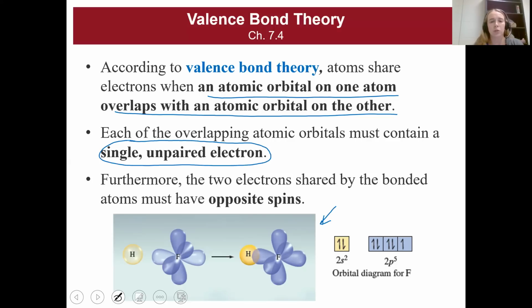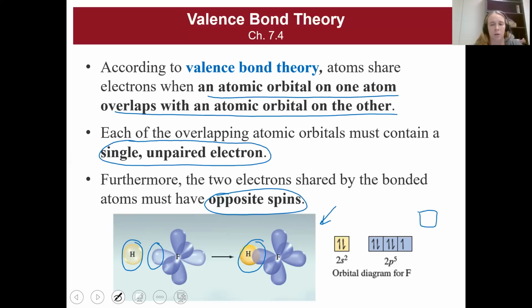And furthermore, these two electrons that are going to be in this bond, in overlapping atomic orbitals, must have opposite spins. And we can see here, our 1s orbital on hydrogen is going to bond with the 2p orbital on fluorine. So we get an overlap of those atomic orbitals, which is what forms our bond. So it's an overlap, and the electrons in there have opposite spins.